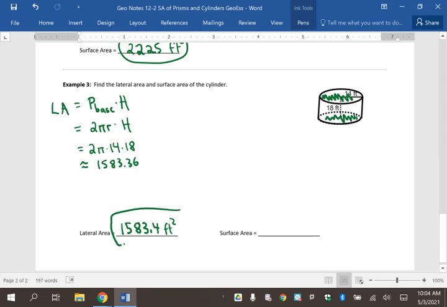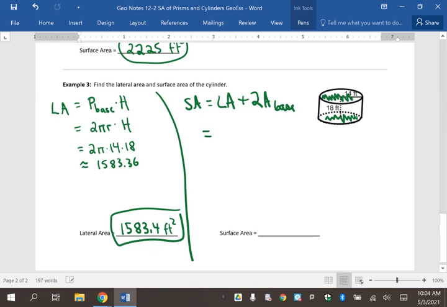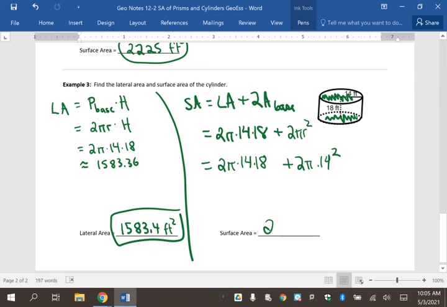Now the surface area is all of the pieces. So the surface area is the lateral area plus the area of the two bases. The lateral area we just found, that is your 2 pi times 14 times 18. And then the area of the base, one of them is pi r squared. So we have two of those. So our formula is 2 pi times 14 times 18 plus 2 pi times 14 squared. Put that all in your calculator, and you get 2,814.9, and that's square feet.